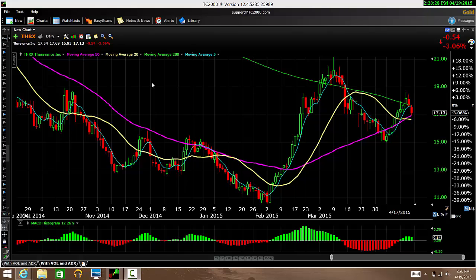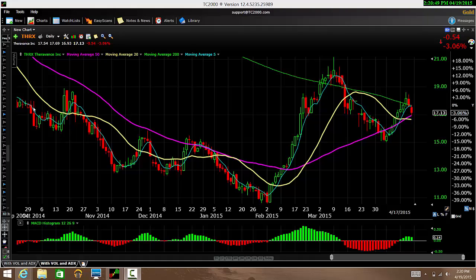The first stock is THRX. Here's a daily chart. And as you can see on my chart, I've got some moving averages. I've got the 50-day, 20-day, 200-day, and the 5-day moving average. And on the bottom here is the MACD histogram, which gives me the buy and sell triggers.